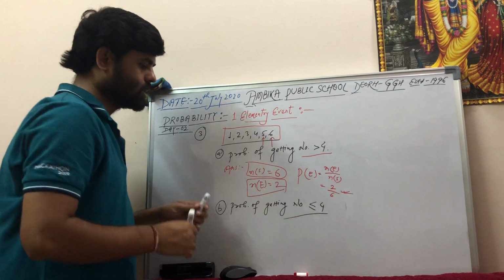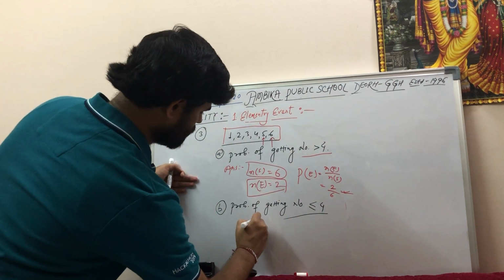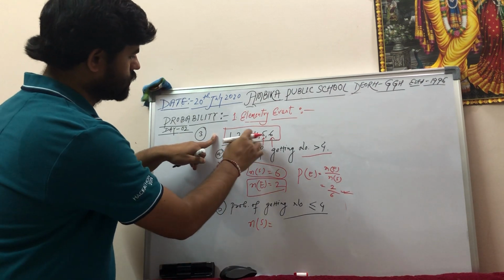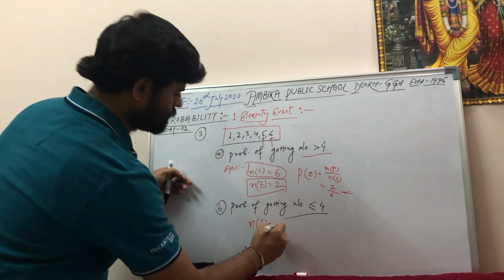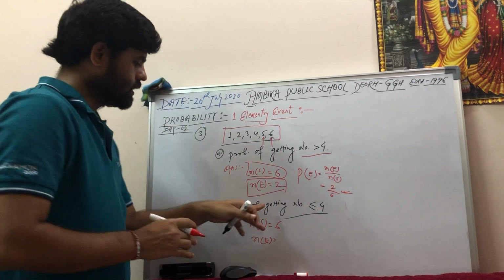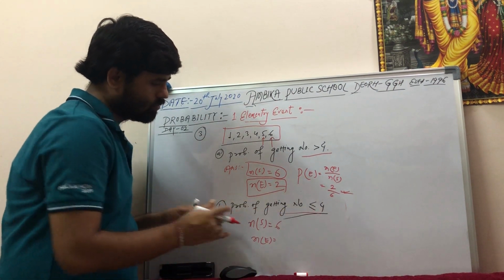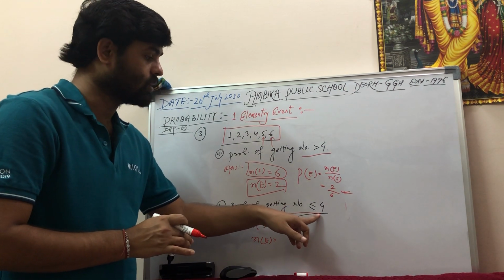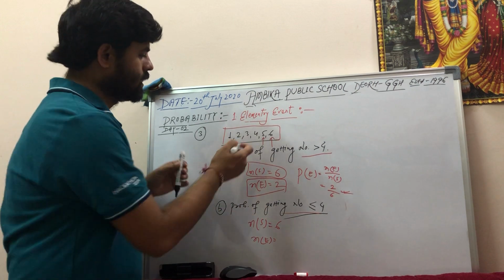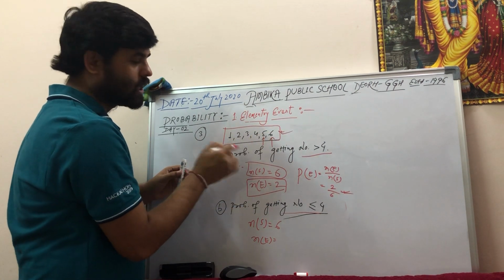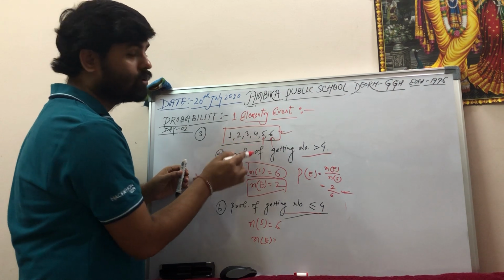Again, how to solve this question? First part, the number of sample space equals what? It is the same question, right? So the number of sample space equals 1, 2, 3, 4, 5, 6. Number of events equals what? What do we have to find here? We have to find getting a number less than or equal to 4, meaning smaller than 4 or equal to 4.